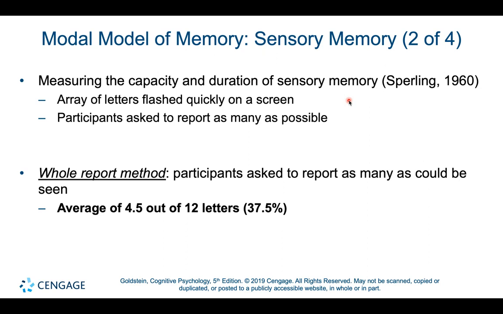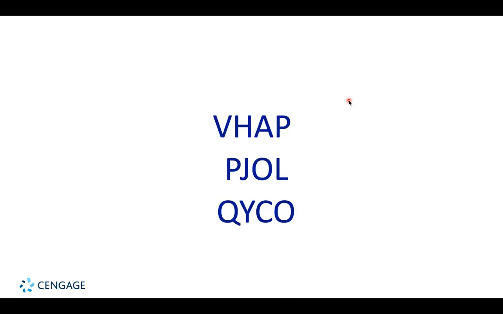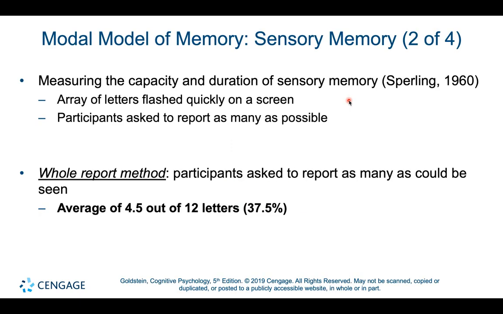And so he very, very quickly flashed a set of letters up on a screen that looked like this. Now, they were not there for as long as you're seeing them. They were only there for milliseconds, very quickly, like a second or less. So you flash these letters up on the screen. And then you ask participants, in what's called the whole report method, to report as many of the letters as they can remember seeing.